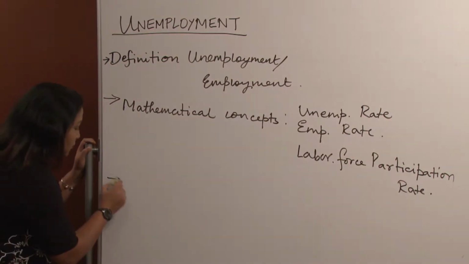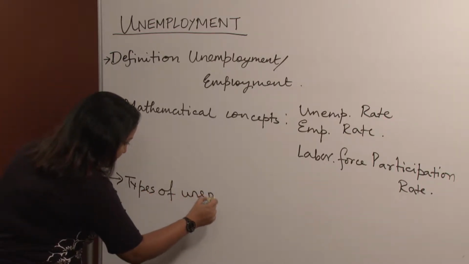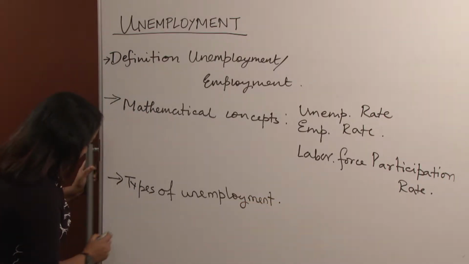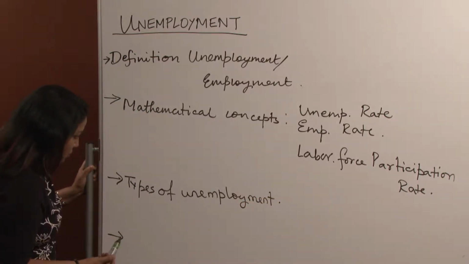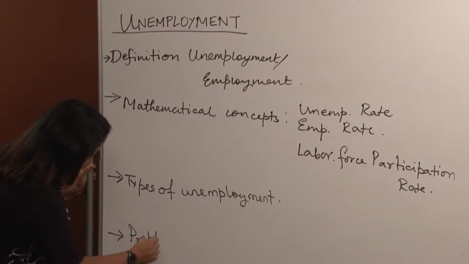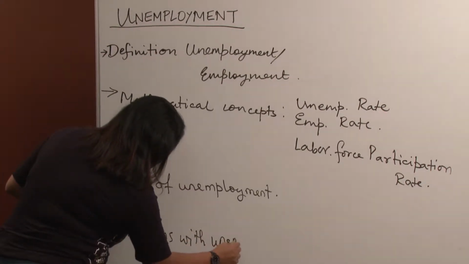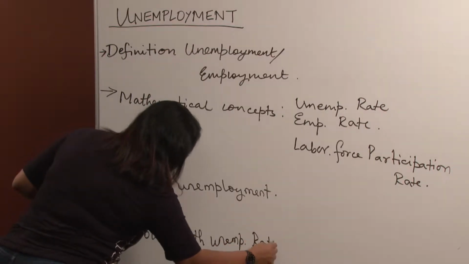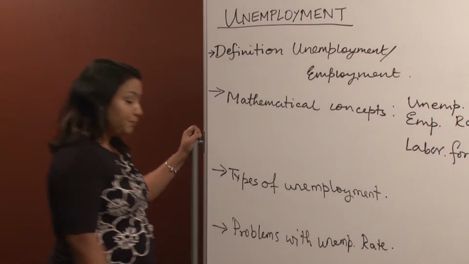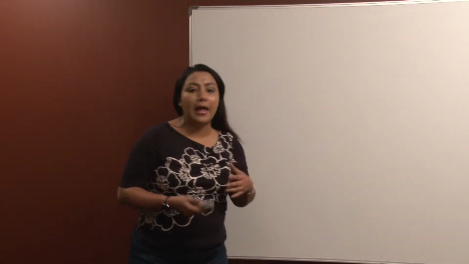Next, we will talk about the types of unemployment. And finally, we will talk about the problems with unemployment rate. So, we will talk about these concepts. So, let us start by talking about the definition of unemployment and employment.